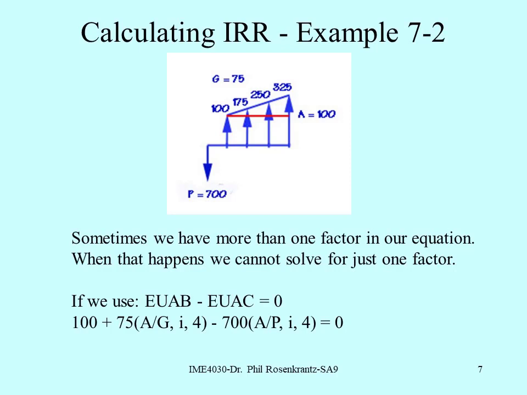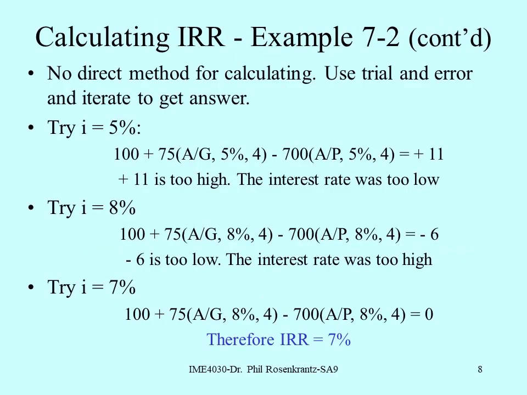Please go to slide number 8, and here you see how we're going to go through this trial and error method. If we try 5% as our first attempt, and we look up the factors for A over G and for A over P at 5%, plug those numbers in, we end up with an EUAB minus EUAC equal to plus 11. Well, that's too high of a number. We were shooting for 0, which means that the interest rate we chose was too low.